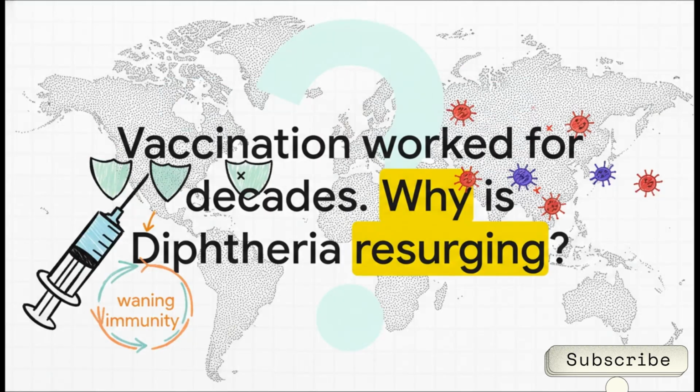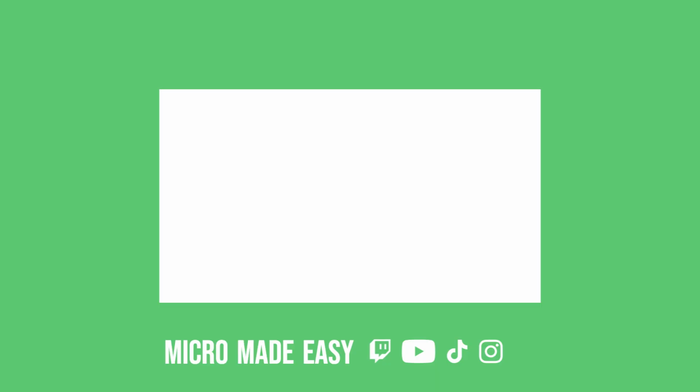And this brings us to our final and really thought-provoking question. For decades, we had diphtheria on the ropes thanks to vaccination. So why are we now seeing outbreaks and a global resurgence? This really forces us to think about huge public health challenges like gaps in vaccine coverage, the problem of immunity wearing off in adults, and the absolute necessity of lifelong booster doses to keep our shield up against this deadly disease.